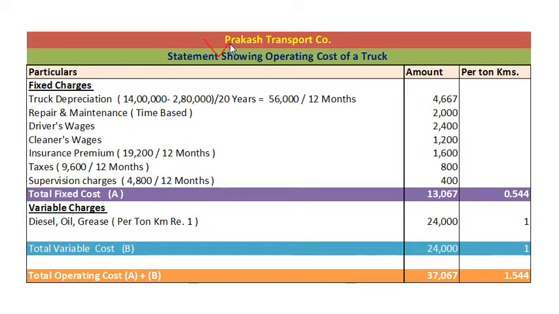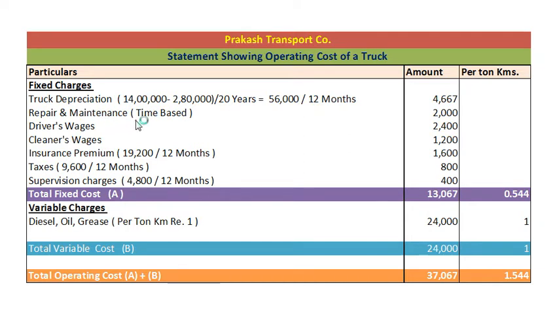Prakash Transport Company statement showing operating cost of a truck. Particulars, monthly amount and per ton kilometers. First we will take fixed charges. Truck depreciation, 14 lakh is a cost price, 2,80,000 is a scrap value, 20 years is a life, that is N. So C minus S upon N amounts to 56,000 per annum, divided by 12 months. So per month depreciation amounts to 4,667.